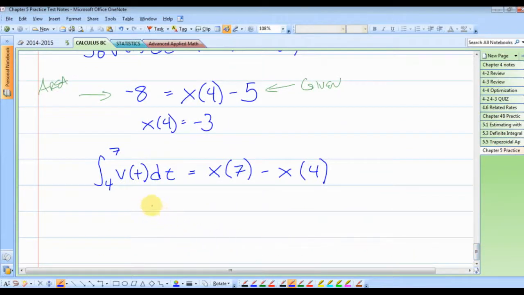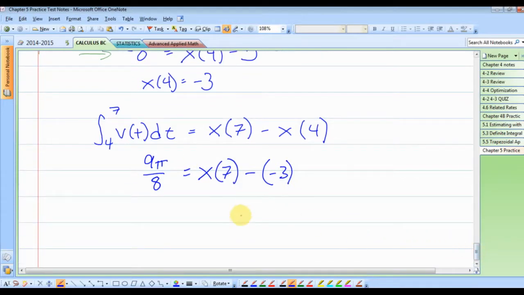Okay, so 9 pi over 8 equals the position at 7 minus the position at 4. What's the position at 4? Negative 3. Okay, so we're going to add 3 to both sides. So that's going to be 9 pi over 8 minus 3 equals x of 7. Can I turn that into a decimal?